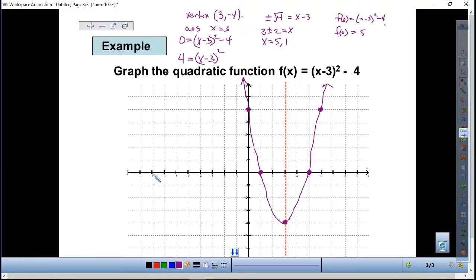All right, so there's the solution. You get the vertex at (3, -4), axis of symmetry at x equals 3. The x-intercepts turn out to be x equals 5 and x equals 1. So there's that one, there's that one. And the y-intercept turns out to be at y equals 5, so (0, 5). Now, once again, I wanted another point, so I went ahead and used my symmetry to figure out that I'm going to have a point right there.